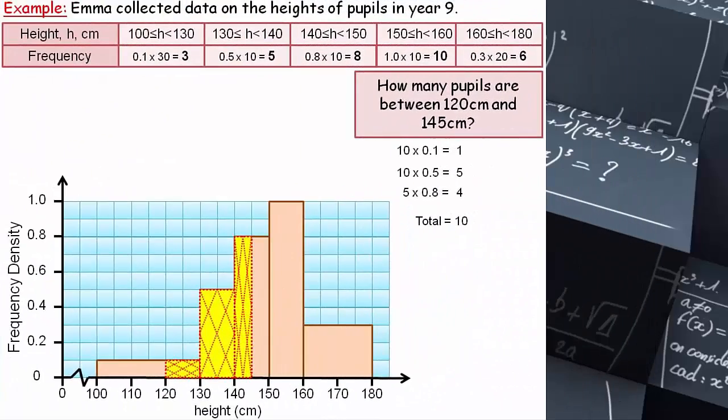For this question here, you are simply asked how many pupils are between 120 centimetres and 145 centimetres. The first thing that you will need to do is fill in the frequency. Remember again that the area of the bar is equal to the frequency. Once you have done this, you need to isolate the area between 120 and 145. My recommendation would be to work out the areas individually and then add them together.